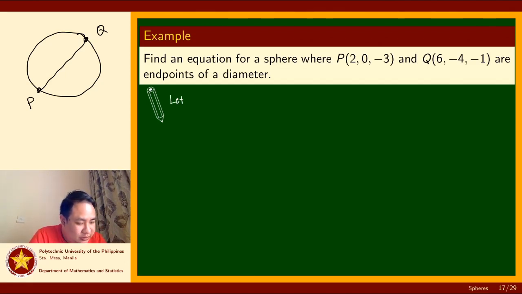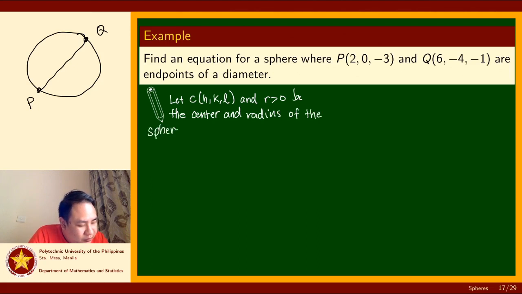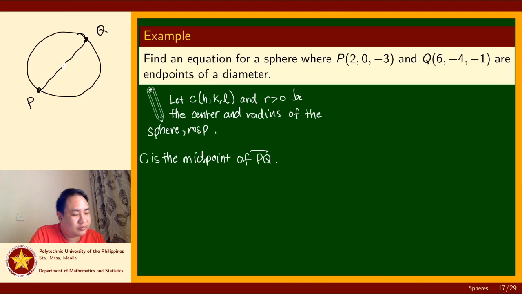Okay, so let's see. Let C and R be the center and radius of the sphere, respectively. Now what do we know? We know that C is the midpoint of the line segment PQ, right? So this should be C.